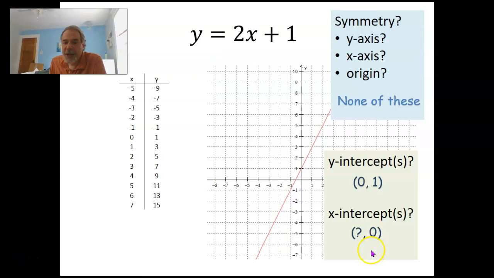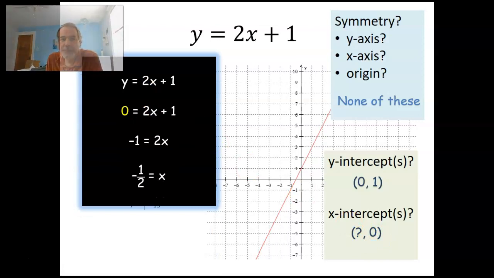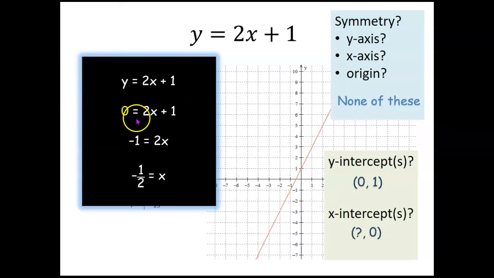I'm sorry, I had that backwards. We put 0 in for y if we're looking for an x-coordinate. And then solving this equation, we can subtract 1 from both sides, divide both sides by 2. We get x = -1/2. So yeah, that's where that is. The x-intercept is the point (-1/2, 0).